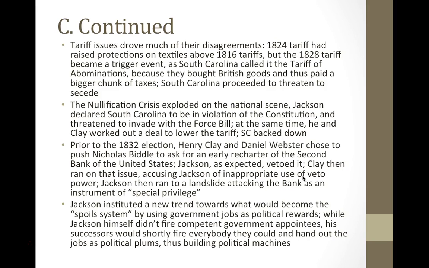Remember, they say that they're not going to follow that tax. All right, they're going to threaten to secede from the Union. Jackson's got to decide what to do here in the nullification crisis.